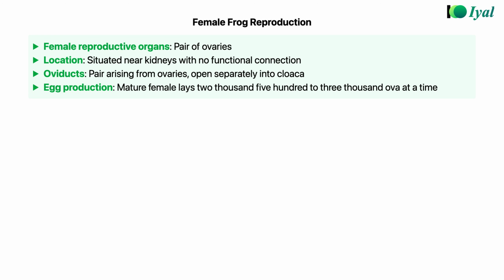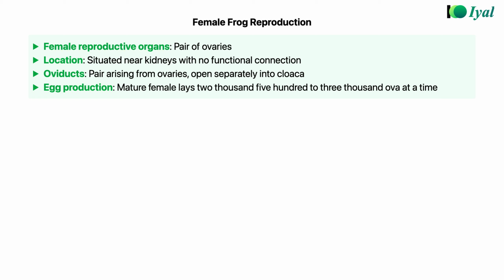The female reproductive system includes a pair of ovaries. These are located near the kidneys, but unlike in males, there's no functional connection between the ovaries and kidneys. From the ovaries, there's a pair of oviducts. These are the tubes that carry eggs. These oviducts open separately into the cloaca, not through the kidney like in males.